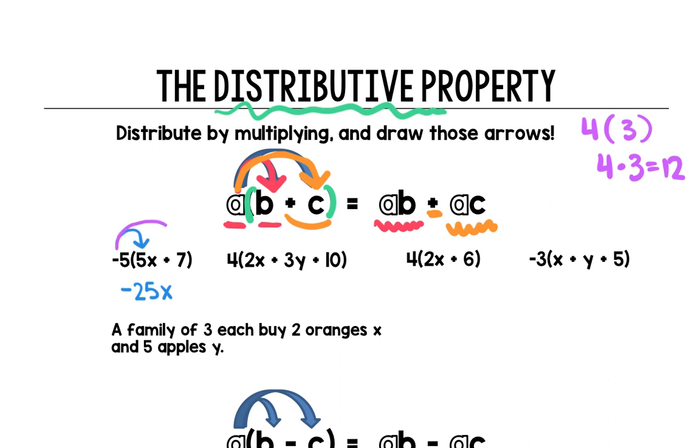and then we're going to take that negative 5 and we're going to multiply it by this positive 7 right here. That's going to give us negative 35. 4 times 2x is going to give us 8x. Then we're going to distribute that 4 to this positive 3y, so that's going to give us positive 12y. Then we're going to distribute the 4 to the positive 10 to give us positive 40. That's how you expand an expression using the distributive property.